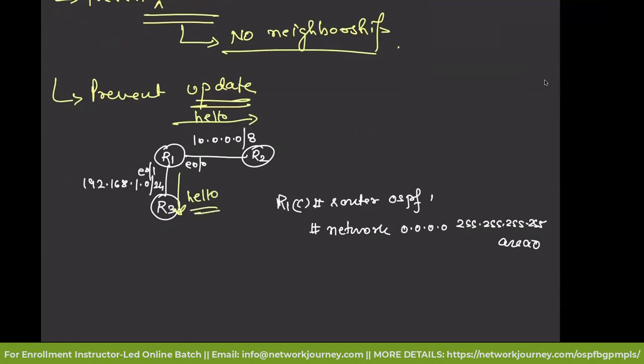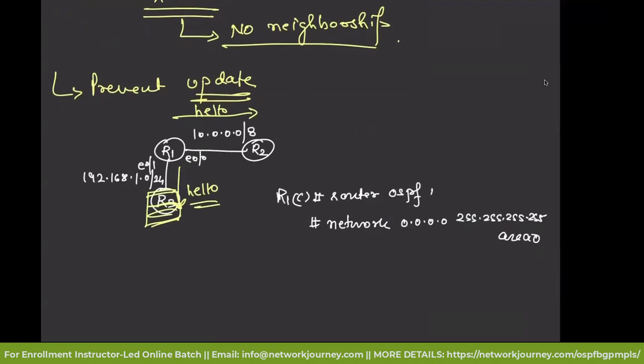Now, for example, this is R3, instead of R3, this is a switch, or this is a PC, or this is a host, or whatever it is. I don't want my OSPF hello to go over this side towards R3. So what I can do is I can make passive interface E0/1. So my hello will not go there. So this is one of the use cases.